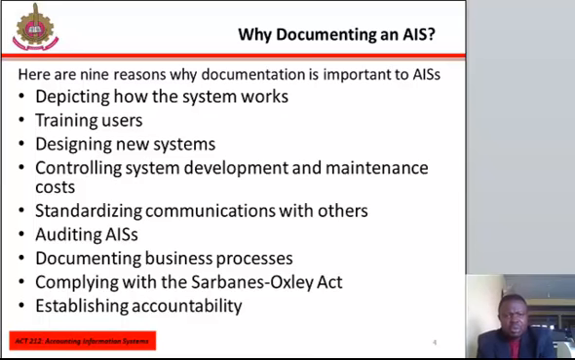One of the reasons why we document AIS is also for the purpose of standardizing communications with others. The usefulness of narrative description can vary significantly, and a reader can interpret such description differently from what the writer intends. Documentation aids such as system flowcharts or data flow diagrams are standard industrial tools, and they are more likely to be interpreted the same way by all parties viewing them.